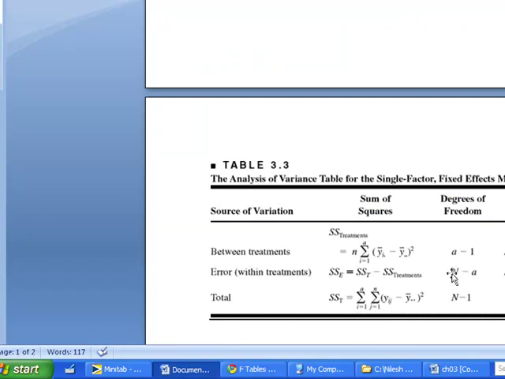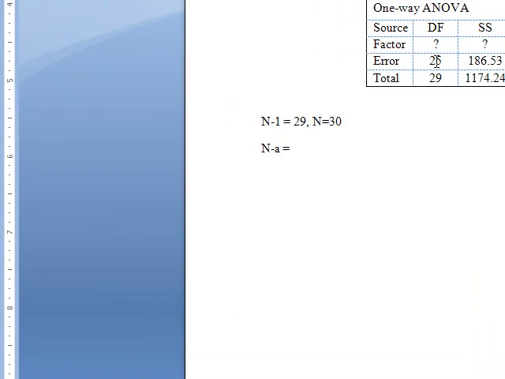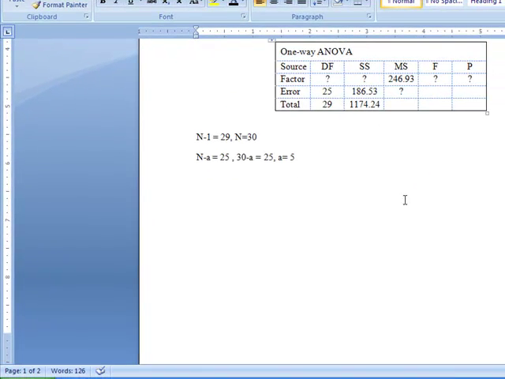Next, if you look at the table, the degree of freedom for error, N minus a, is equal to 25, right? So 25, therefore 30 minus a equals 25, right? And therefore a equals 5, right? What is a? a is the degree of freedom for the factor.